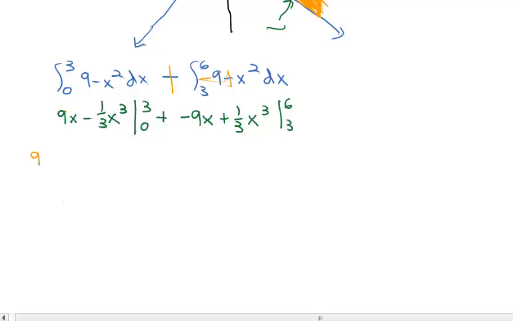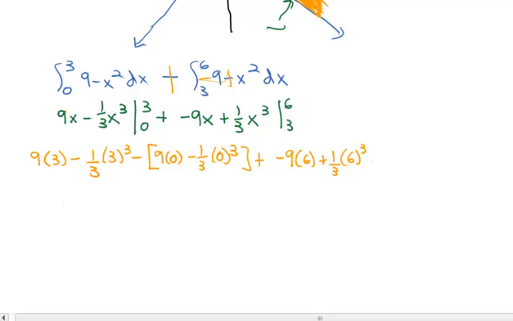So we've got 9 times 3 minus 1/3 times 3 cubed. And then we subtract 9 times 0 minus 1/3 times 0 cubed. Plus, we've got negative 9 times, the top limit now is 6, plus 1/3 times 6 cubed, minus the whole thing, negative 9 times 3, don't lose that negative, plus 1/3 times 3 cubed.